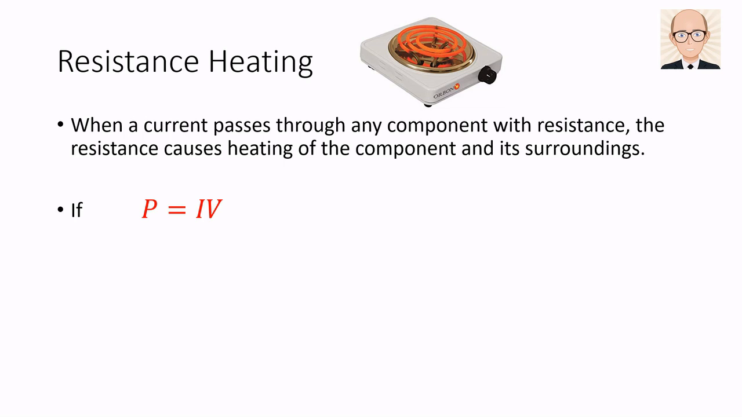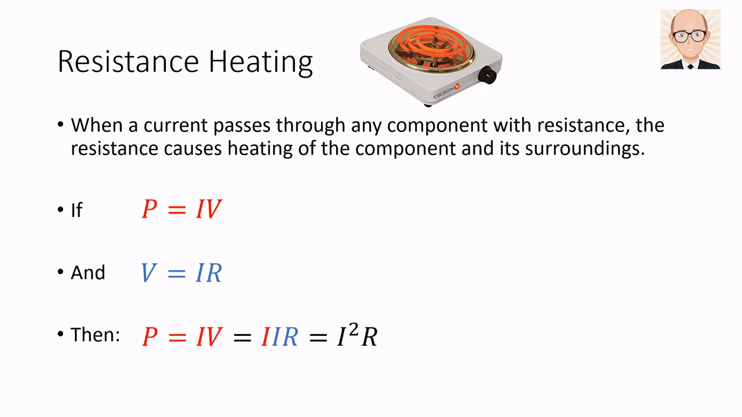However, we may not always know the potential difference across the resistor. If we remember that potential difference is equal to the current multiplied by resistance, we can replace IR for the V in the first equation to create a new equation which shows that power is equal to the square of the current multiplied by the resistance.